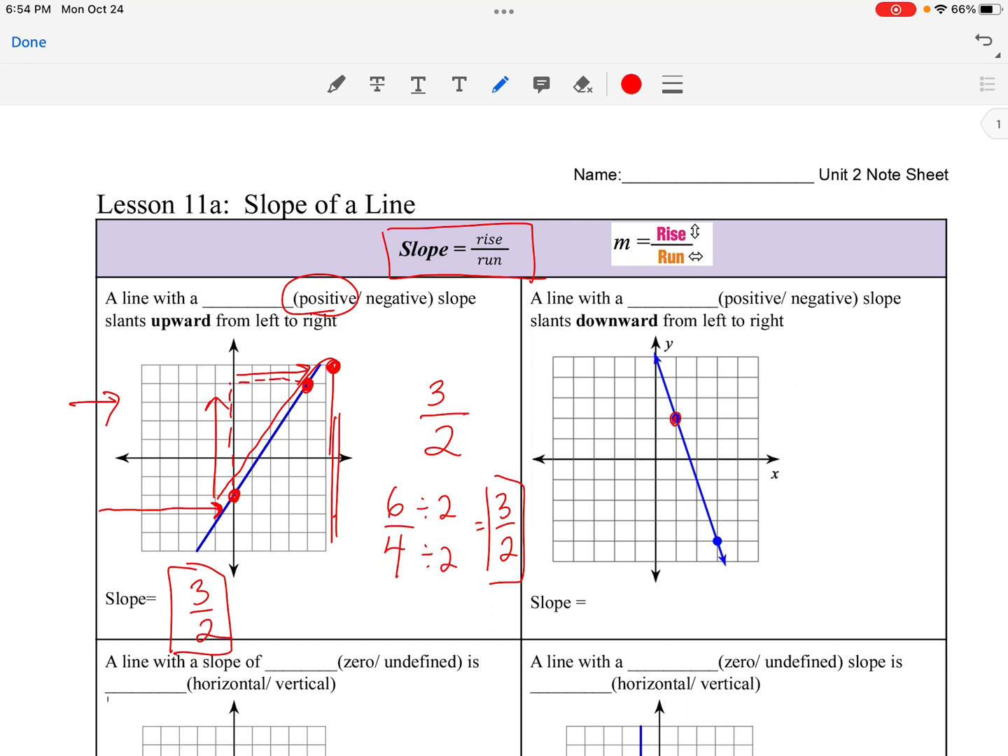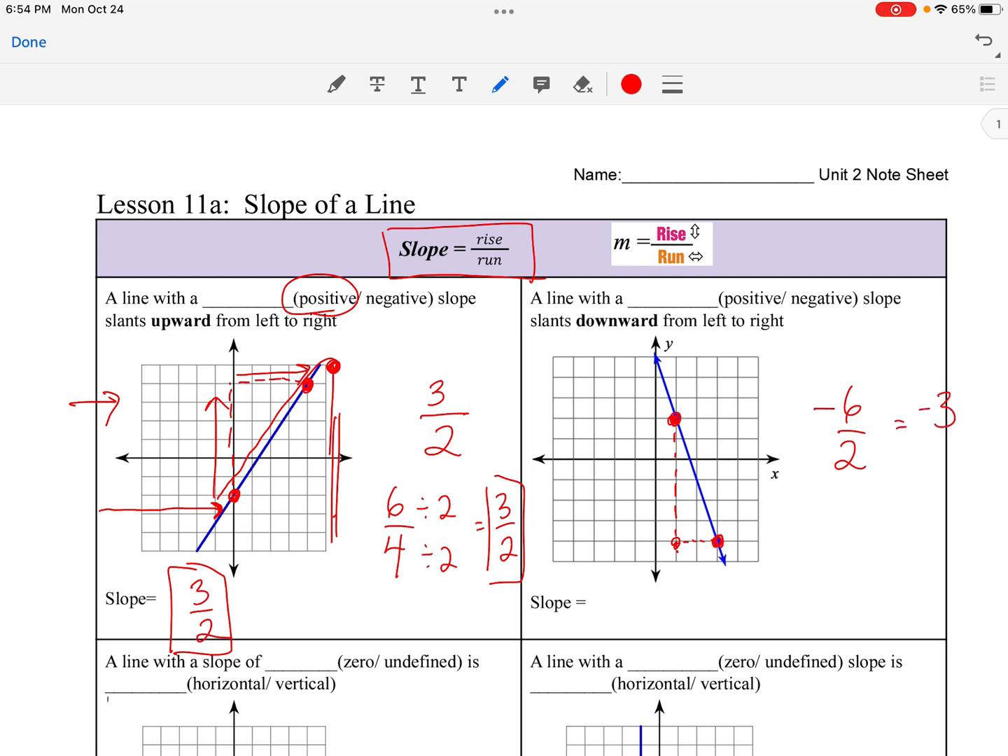Let's try this one here. This one they've already identified 2 points for us. And we're going to figure out how much we have to rise. All right, from this first point, I have to rise in the negative direction. I actually have to dip down. So how many do I have to rise? It looks like -6 to here, and then I have to run, and I'm running in the positive direction, 2.